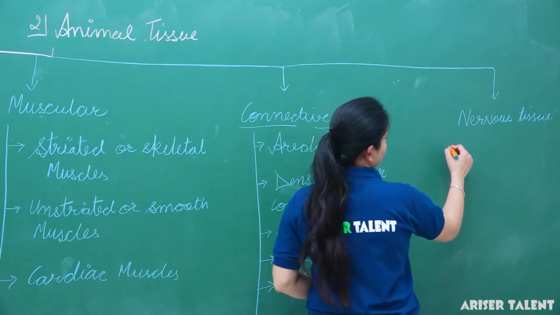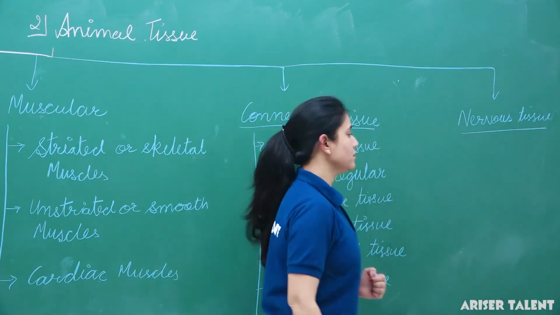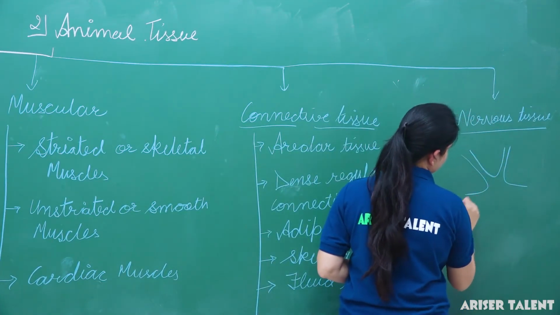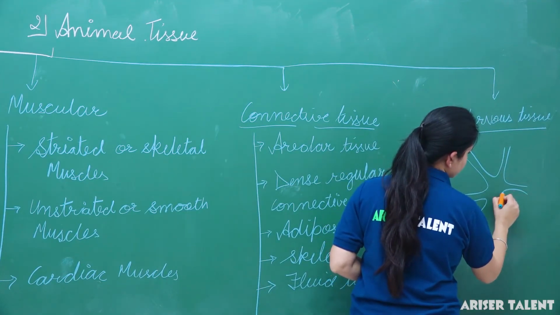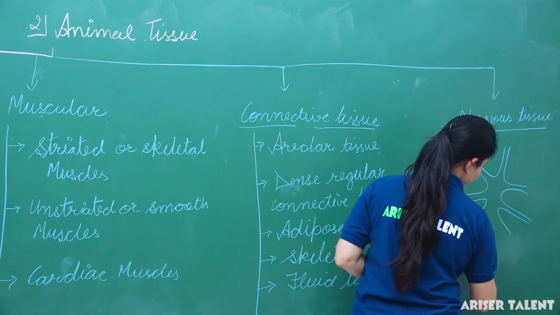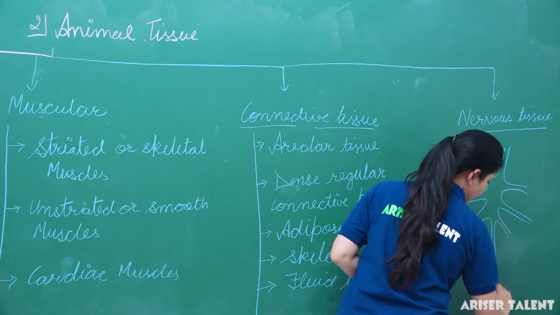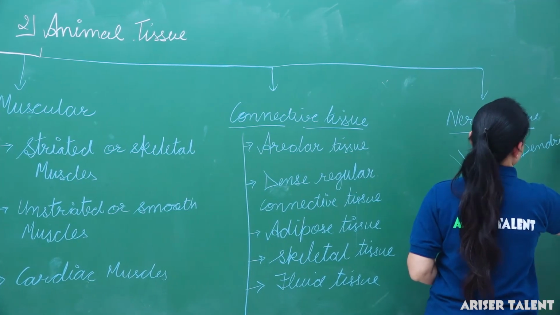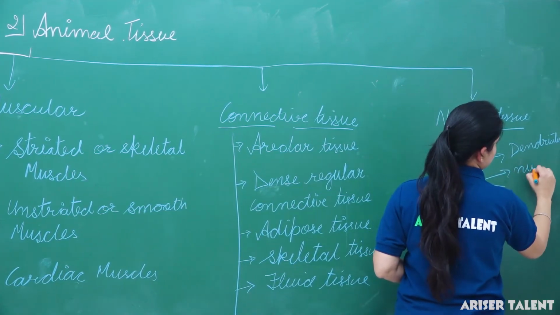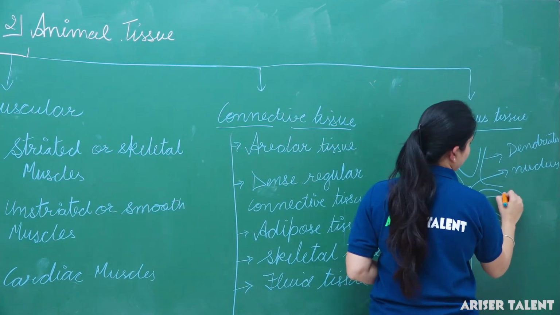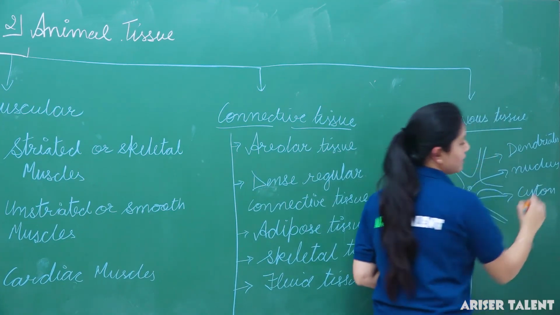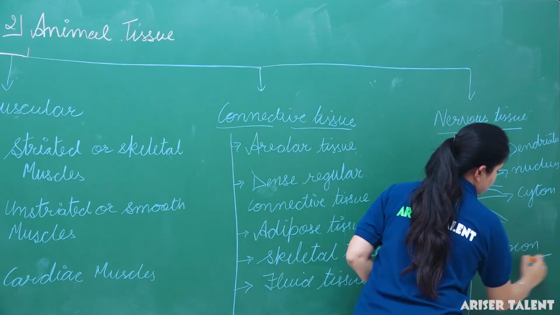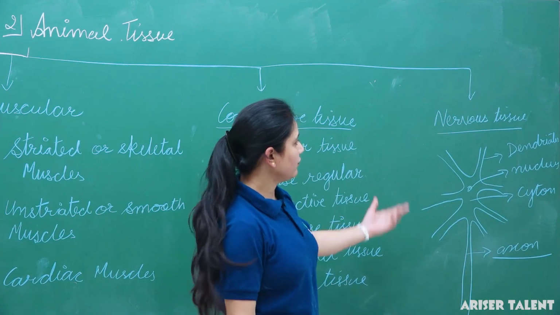Another one is nervous tissue. Nervous tissue is made up of neurons. Neurons again have 2 parts: axon and cyton. Cyton means cell body, which makes the cell body. This is the cyton part and this is the axon part. These are dendrites and nucleus. This part is called cyton part, and this is the axon part.